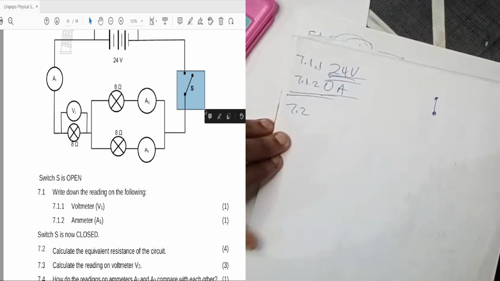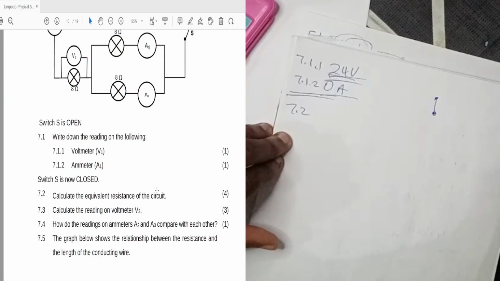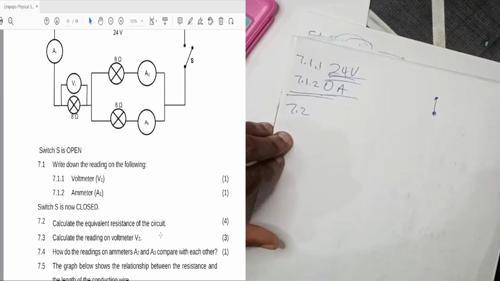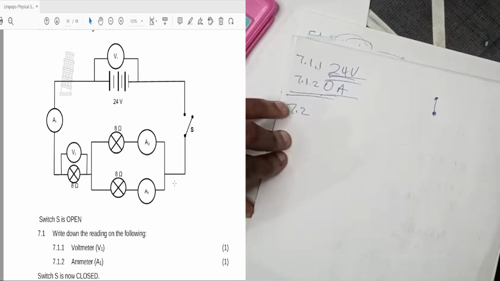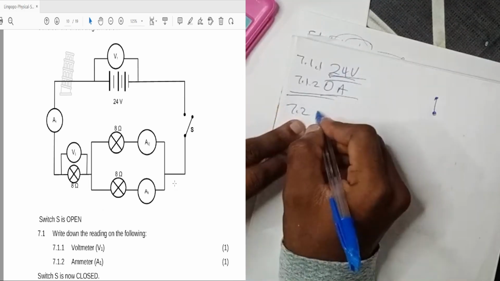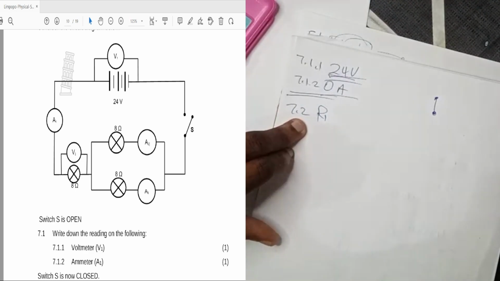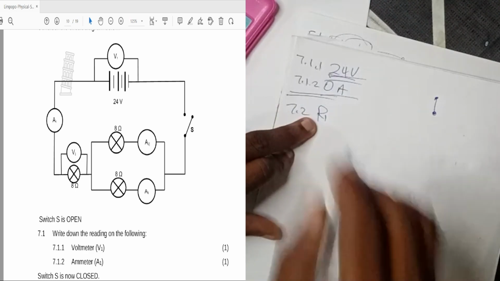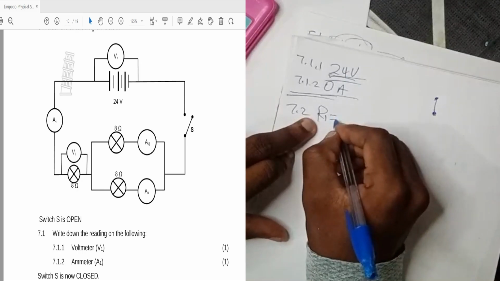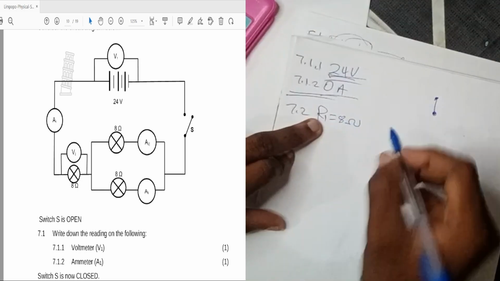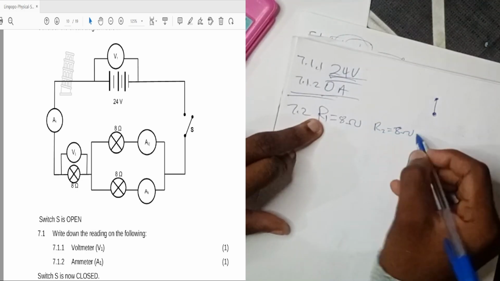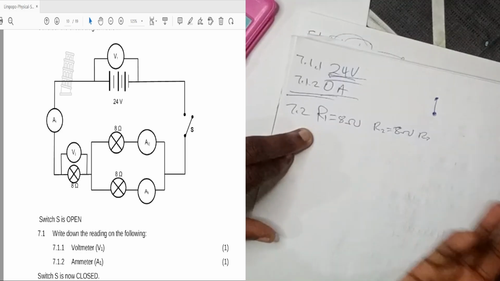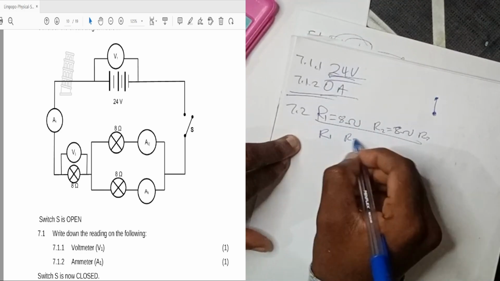So 7.2, calculate the equivalent resistance of the circuit. They are saying calculate the total resistance, so it means we need this plus this plus this. So let's analyze that one. We have resistor 1. I'm naming them right now. Resistor 1 is equal to 8 ohms, resistor 2 is equal to 8 ohms, and resistor 3, they are all equal to 8 ohms, right? So let me just say I have resistor 1, resistor 2, and resistor 3.